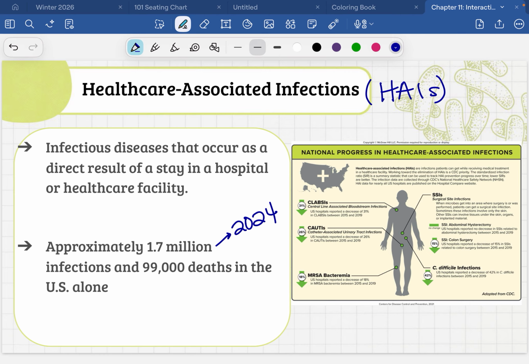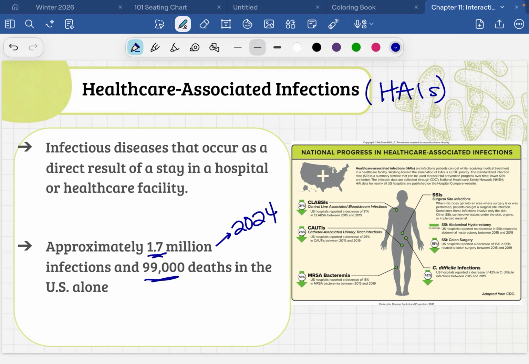Hospitals, people go to the hospital because they're sick. So of course, being in a hospital makes you more likely to get an infection. But that's a huge number. Almost 2 million infections. Think about the amount of money that costs to treat people with 2 million extra infections and almost 100,000 deaths. There's 100,000 people dying because they had to go to the hospital for something and ended up with something else.